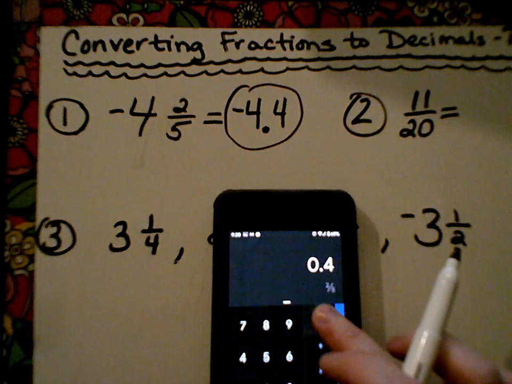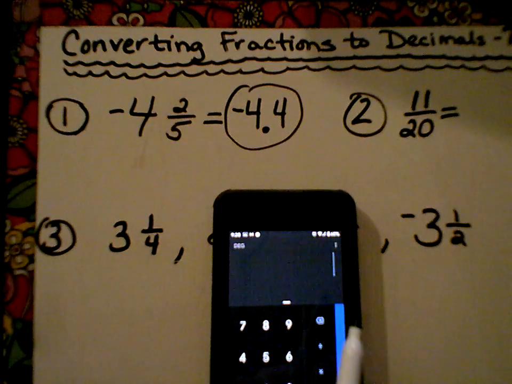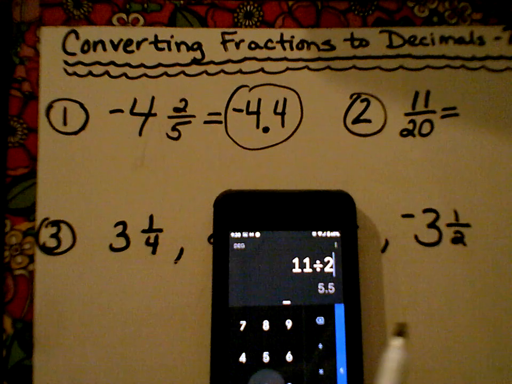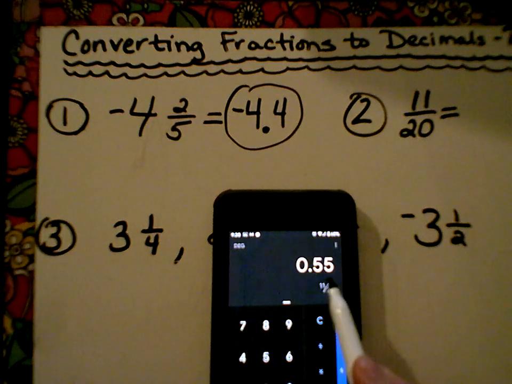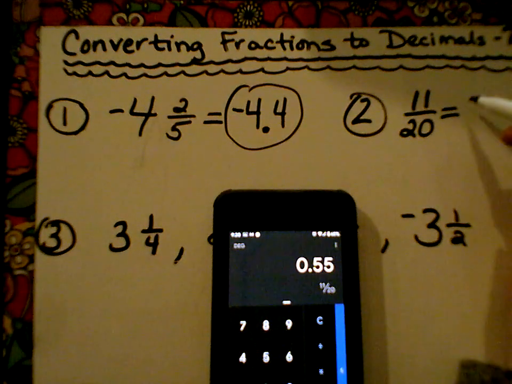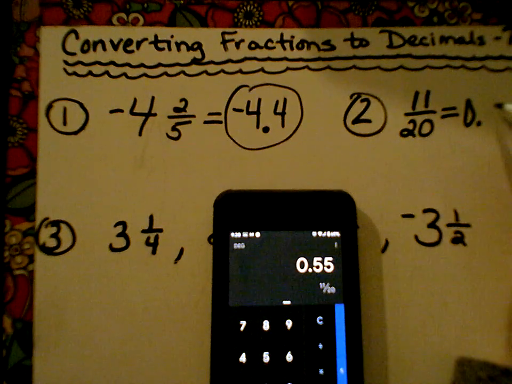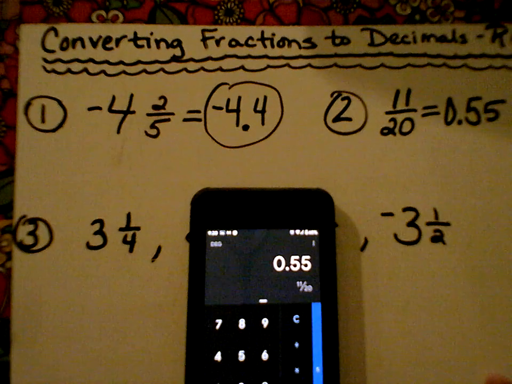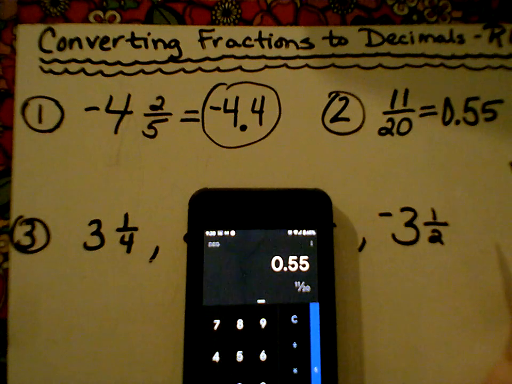Okay, so we're going to do 11 divided by 20. We get 0 and 55 hundredths. So as my answer, 0 and 55 hundredths.